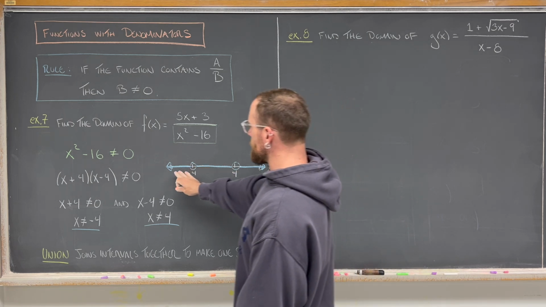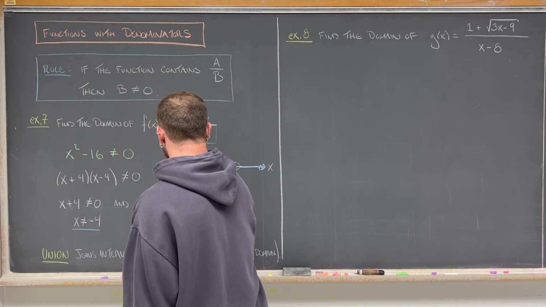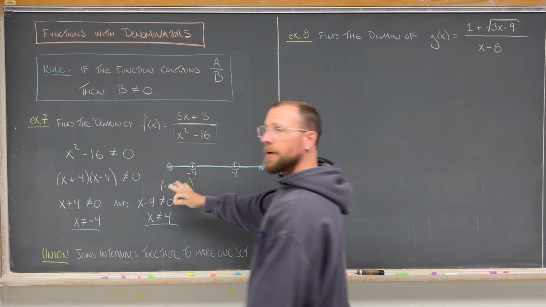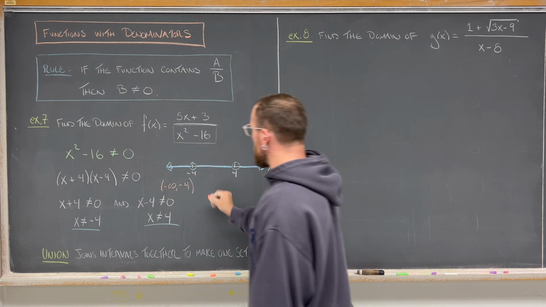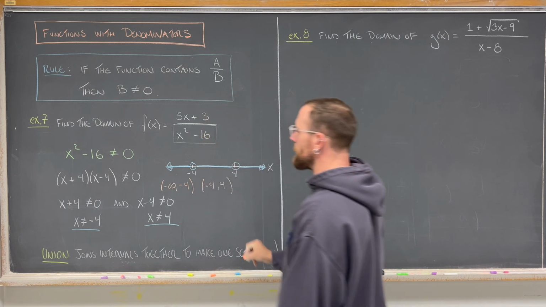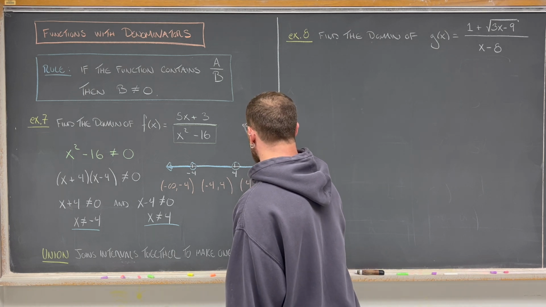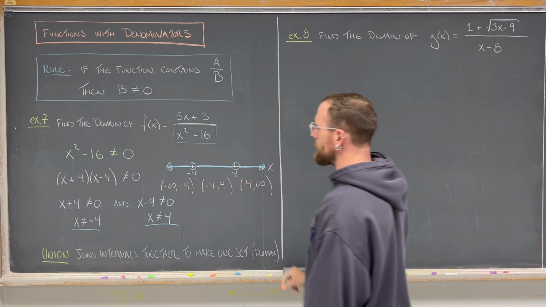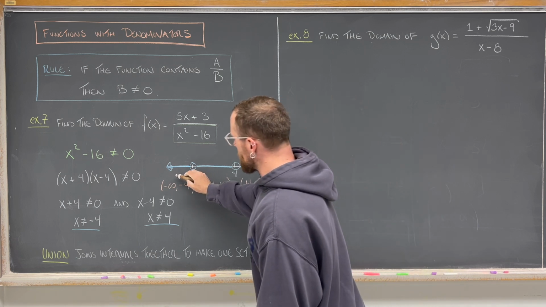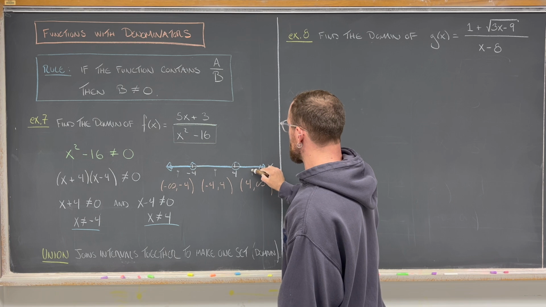So for this interval on the left, I'm going to write negative infinity to negative 4, neither endpoint included. For the one in the middle, I'm going to write negative 4 to positive 4, neither endpoint included. And for this third interval on the right, these are all the numbers from 4 to infinity, endpoints not included. Okay? So this interval describes that one, this interval describes that one, and this describes that one.